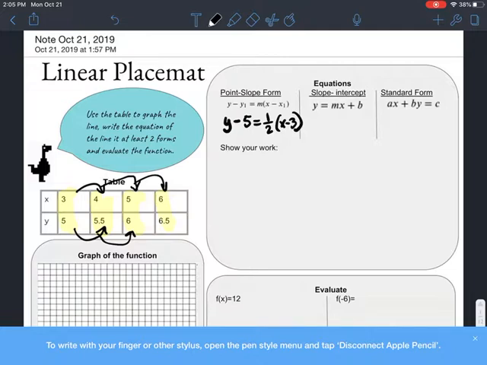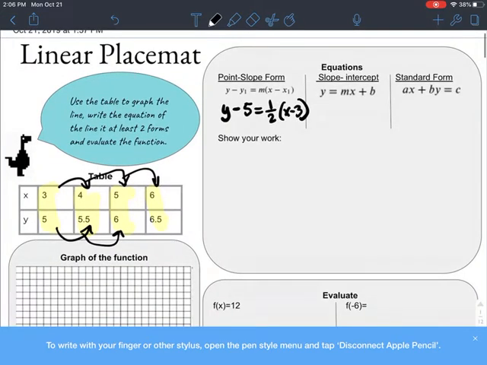So then I need to convert this into slope-intercept form because I need to do at least 2 forms. So I'm going to plug this into slope-intercept form next. I'm going to distribute my 1/2 to both terms inside the parentheses. So on the left, I still have y minus 5 equals 1/2 x, and then minus 3 over 2. And I could just leave it like that for now. And then I need to add 5 to both sides.